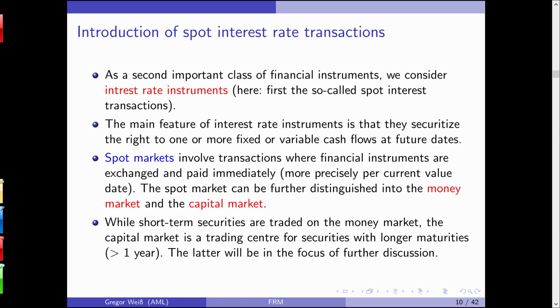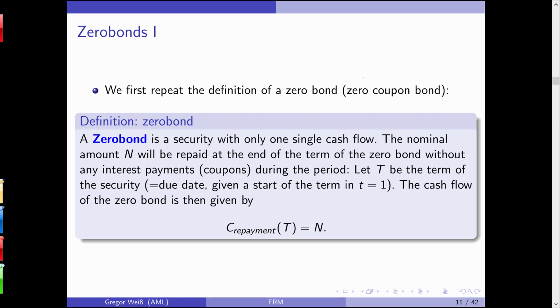Now, next we can distinguish capital and money markets. Money markets are usually the ones on which securities with a maturity of less than 1 year are traded, and capital markets have a longer maturity, of longer than 1 year. So these are capital and money markets.